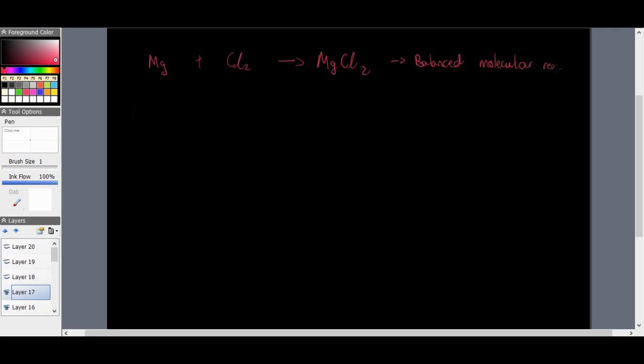I can still fit reaction in there, I think. Balanced molecular reaction, which is also known as basically the full reaction.